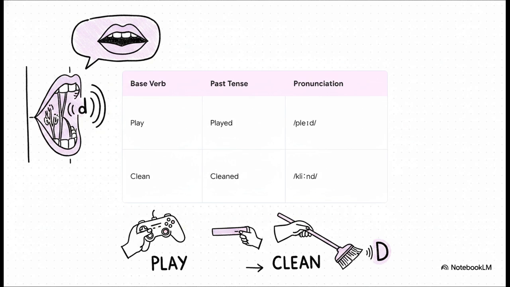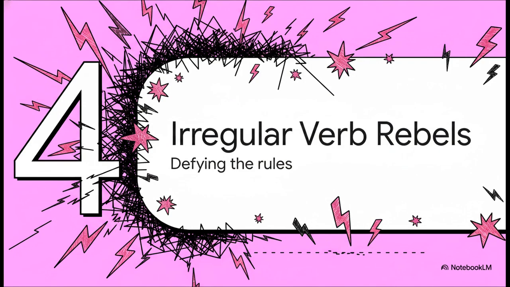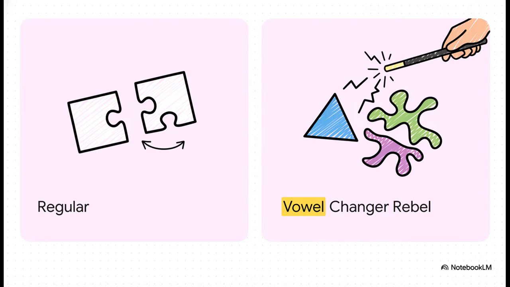Just let your vocal cords buzz to create that D at the very end of the word. All right, Section 4, the irregular verb rebels. These are the ones that completely defy all the rules we just learned. You've mastered the regular verbs, but now we have to talk about the words that completely ignore our beautifully structured phonetic columns. So the crucial point here is understanding how drastically these rebels operate.